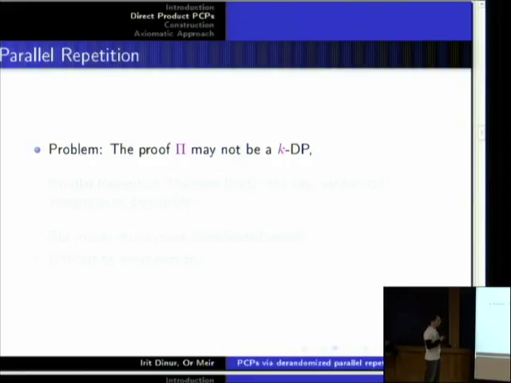Okay, but before we get to that, let's recall that we had this strong assumption that the proof string is always a K direct product. And we cannot really make this assumption, because nothing in the definition of the PCP forces the prover to give us a K direct product.